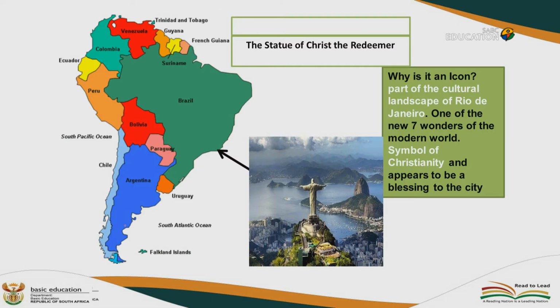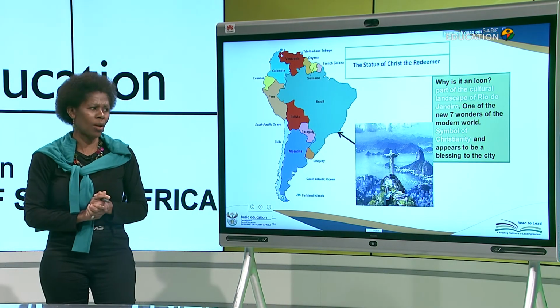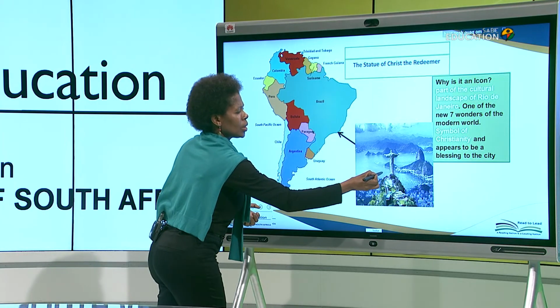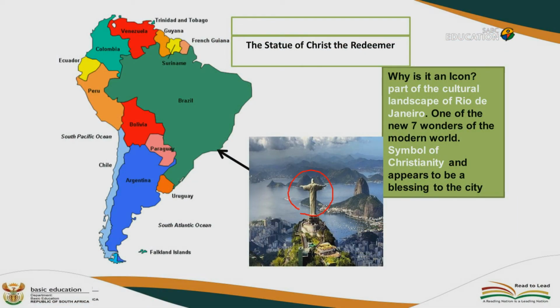The statue of Christ the Redeemer, where is it found? The location. It is in Brazil. And then this statue of Christ the Redeemer, when you study icons, please grade 12, concentrate on the one that is shown to you. Do not concentrate on this because this is the position in which this structure was erected. I know our CAPS document says statue of Christ the Redeemer or the Corcovado Mountain, but what we need from you is the statue of Christ the Redeemer.